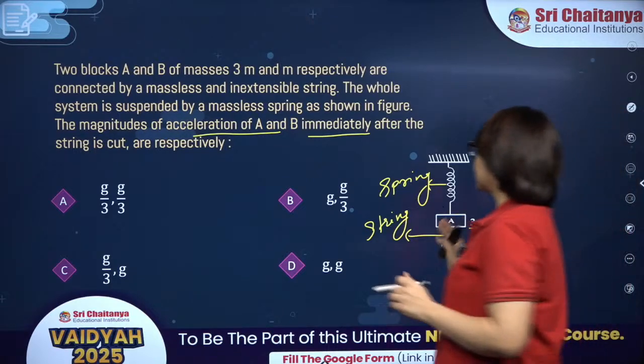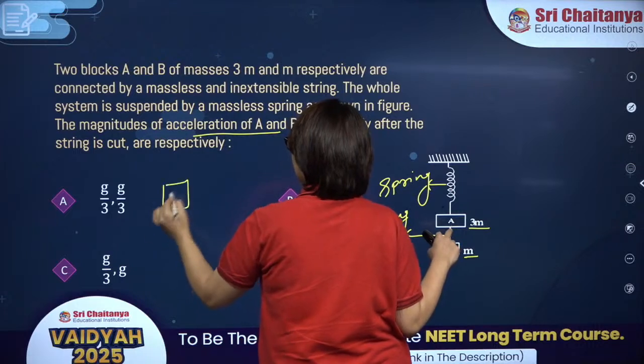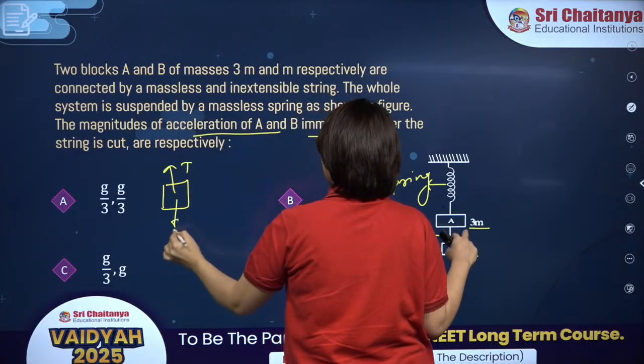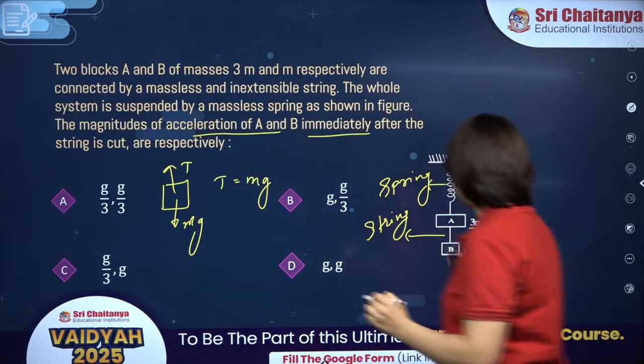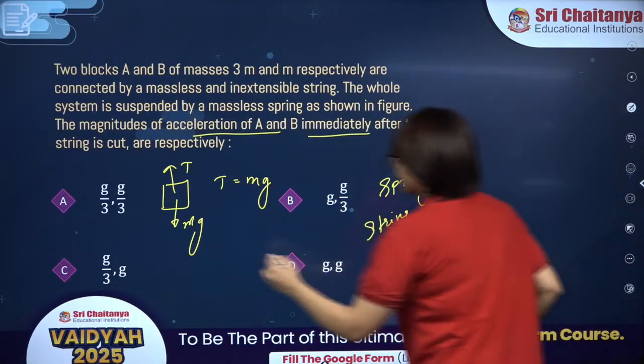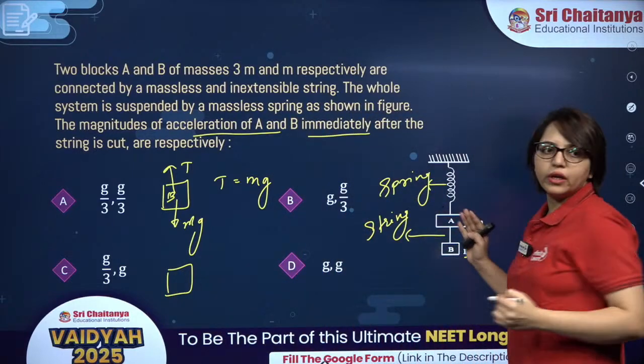But before cutting the string, if you look at this one, tension between A and B is equal to mg. Right, tension is balanced by mg, and if you look at A, A is connected with spring as well as string over here.